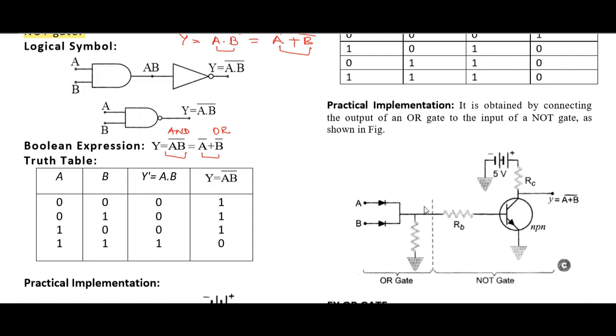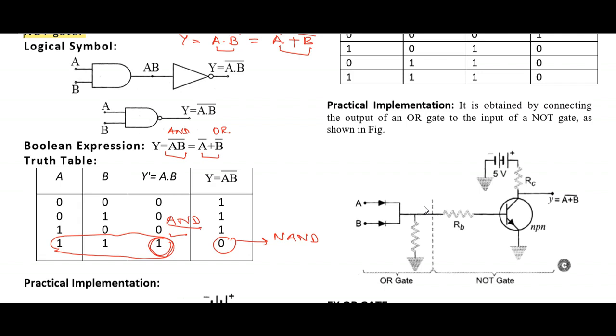AND gate says that if all the inputs are high, then output is high. Note down this. This is the AND gate. AND gate says that if this input is high, this input is high, then the output of AND gate is high. But NAND gate says that if all the inputs are high, then the output will be 0. This is the output of NAND gate. This is the output of AND gate.